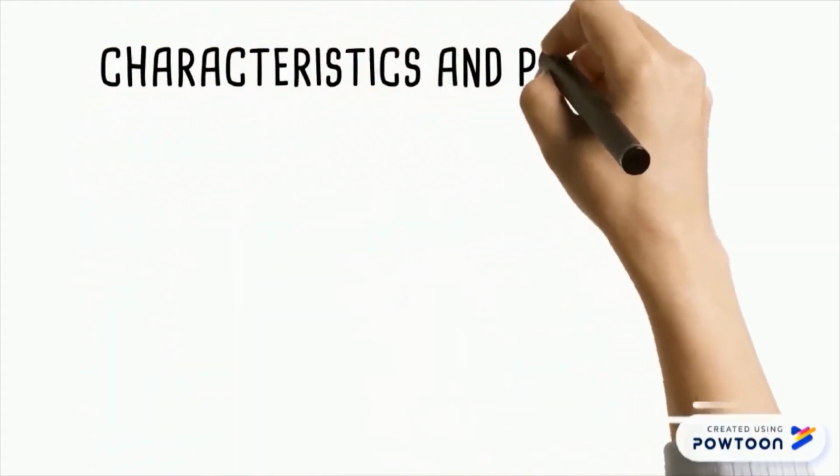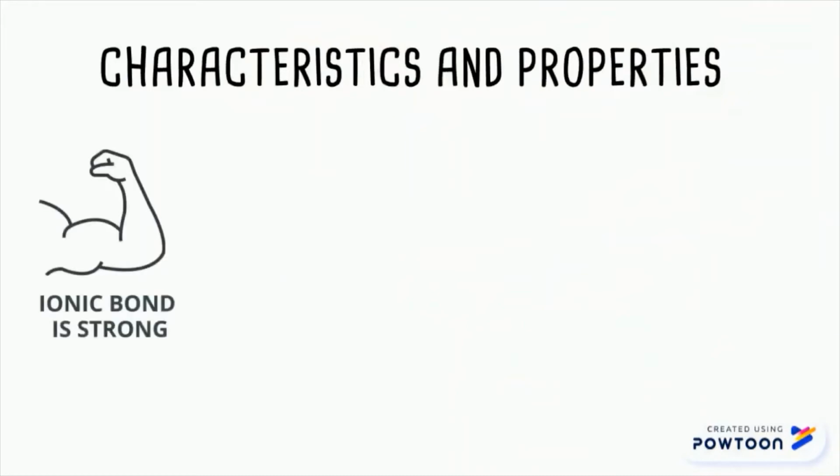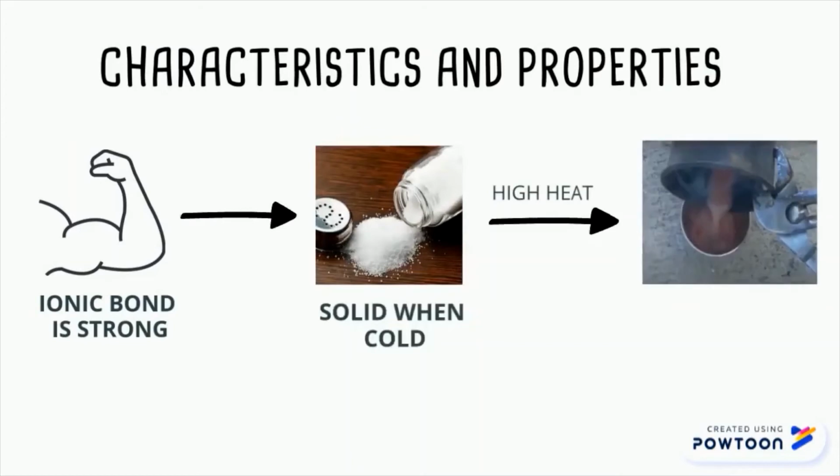Characteristics and properties of ionic bonds. Ionic bonds and therefore ionic compounds have some key characteristics. First, strong. Since it utilizes electrostatic force, it is characteristically strong. From having high forces, it also follows that these compounds require a higher amount of energy to break and therefore have higher melting and boiling points.